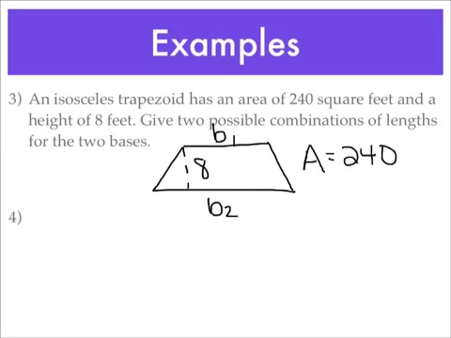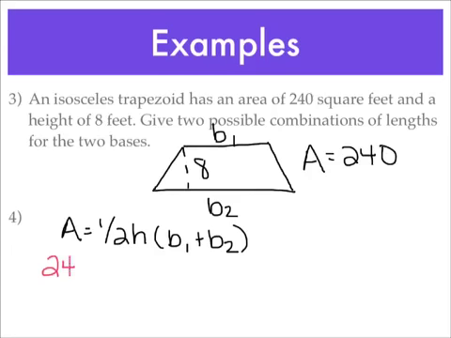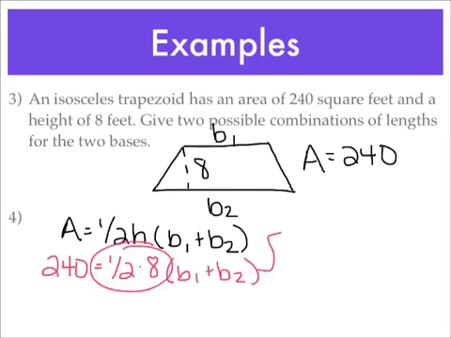Okay, so let's plug this into the formula. The formula says 1/2 height, base 1 plus base 2. So I'm going to say 240 equals 1/2 times 8. Everyone see where I'm getting this from? Okay, half of 8 is 4. So now this really says 240 equals 4 times (B1 plus B2).